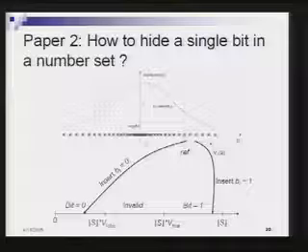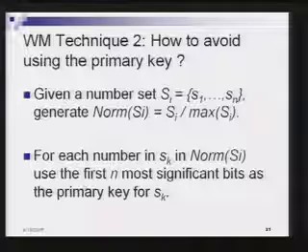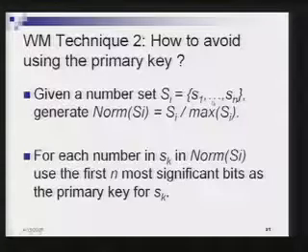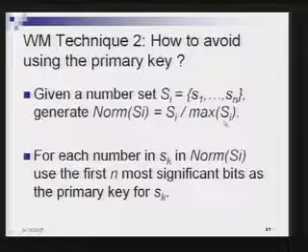Yes. Yeah, good question. So how to avoid using the primary key? They have a very ad hoc solution. The ad hoc solution is, given a number set Si, generate the normalized Si. What they do is, the normalized is, you get Si and divide it by the maximum of Si. This division means that each item of Si is going to be divided by the maximum of Si. So now this maps the numbers to a region from 0 to 1. So now the numbers are normalized.